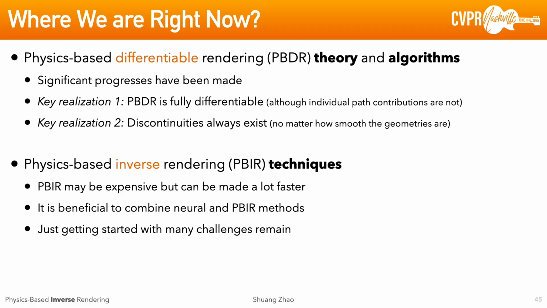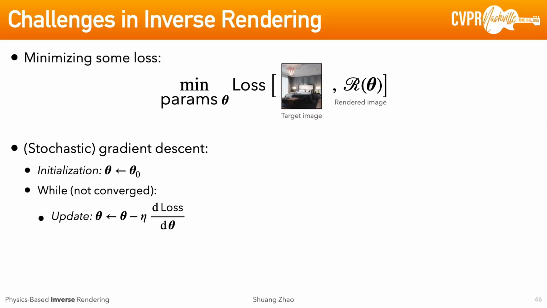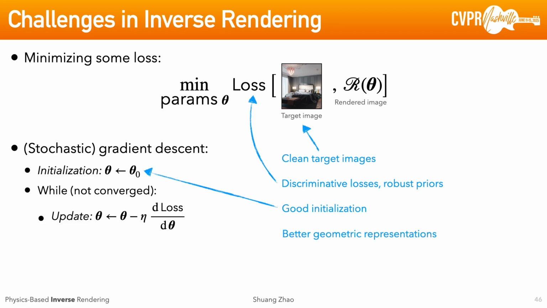So what are the challenges? Let's go back to this analysis-by-synthesis picture again. First, on the capture side, of course, we want clean target images, right? When creating a new capture system, it's not always easy. And we need a loss here. Of course, we want the loss to be discriminative, and we want robust priors because this is a well-known ill-conditioned, ill-posed problem, as we run into ambiguities and sometimes local minima all the time. And of course, to run this type of optimization, we need a good initialization. So maybe neural methods are the way to go here.